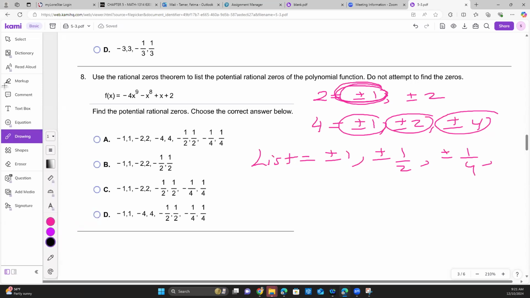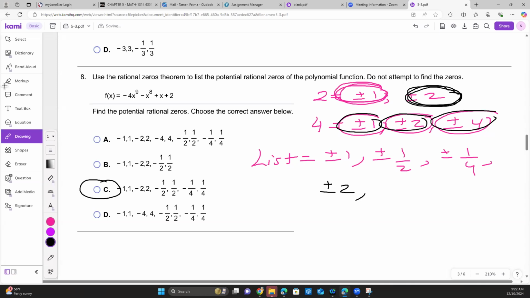There's another number waiting for us. The next number is 2. We're going to divide 2 by all these 3 numbers this time. 2 divided by 1 is 2. 2 divided by 2 is 1, but 1 is already in the list, so we're not going to repeat it. And then 2 divided by 4 is the same fraction as 1/2, but it's already in the list, so we're not going to repeat it. That means the possible zeros are positive 1, negative 1, positive 2, negative 2, negative 1/2, positive 1/2, negative 1/4, and positive 1/4, which makes my answer C.